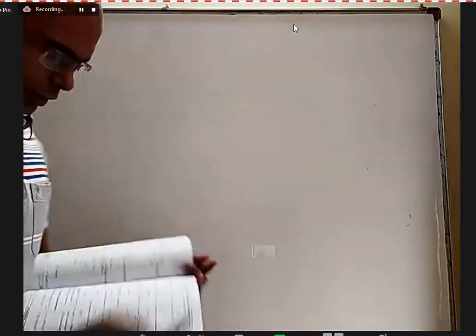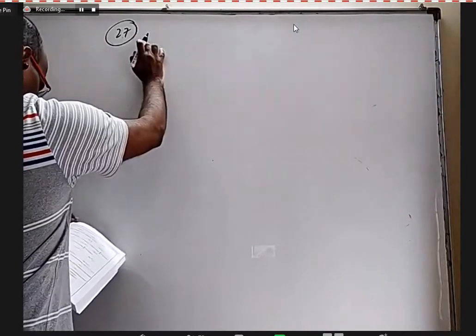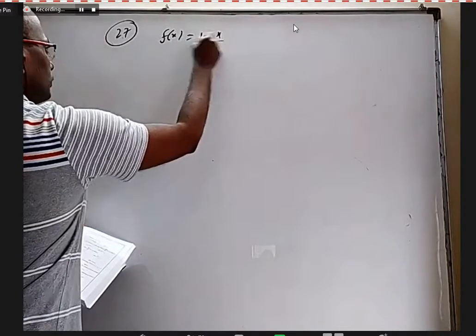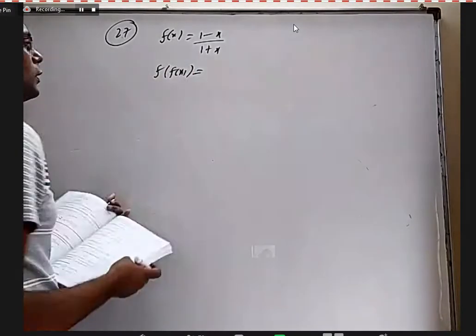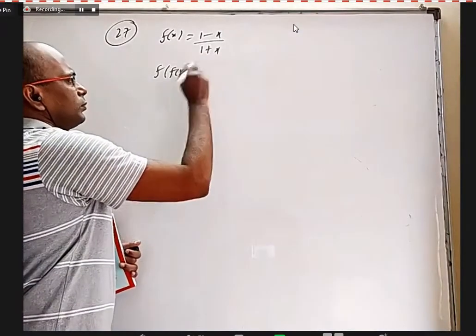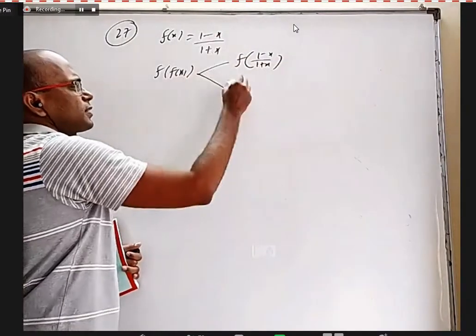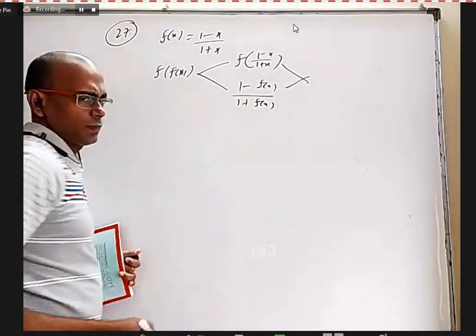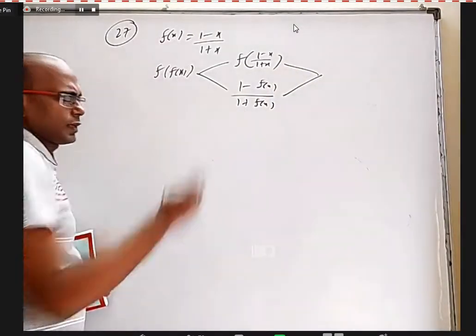Okay, 27 is quite simple. f of x is already given as 1 minus x by 1 plus x. Either you can write f of 1 minus x by 1 plus x, or wherever x is there, substitute f of x, 1 minus f of x by 1 plus f of x. Both will give the same. You do not write both. I'm just telling you that whether you substitute inner f of x first or outer f doesn't matter.